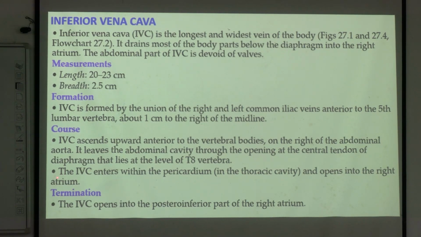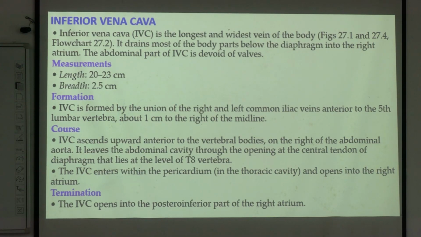Now, the course: inferior vena cava ascends upwards anterior to the vertebral bodies on the right of the abdominal aorta. It leaves the abdominal cavity through the opening at the central tendon of the diaphragm that lies at the level of T8 vertebra. The inferior vena cava enters within the pericardium in the thoracic cavity and opens into the right atrium. Termination: inferior vena cava opens into the posterior inferior part of the right atrium that you have learned in thorax.